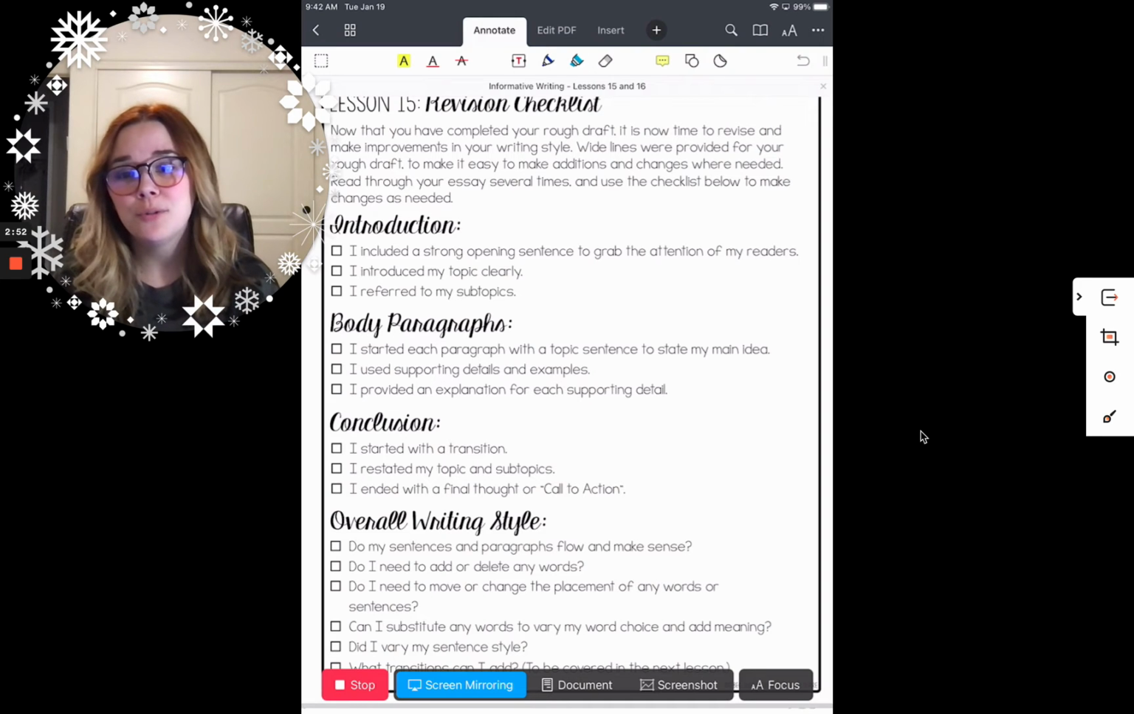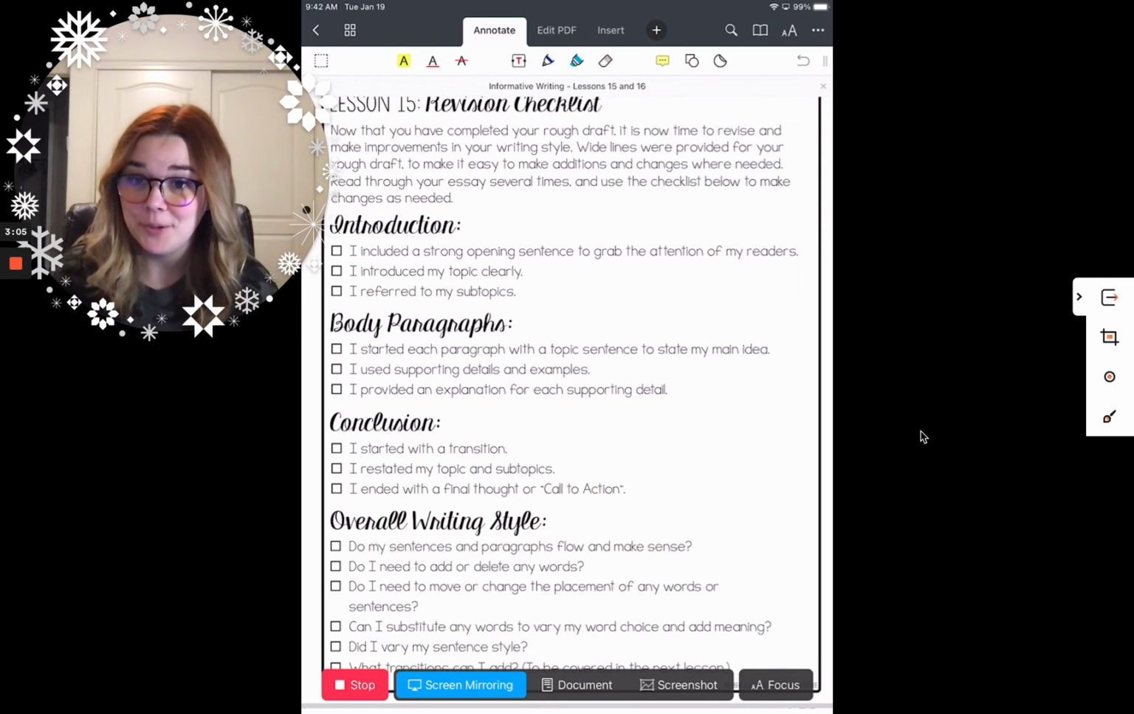So you want to look through that checklist for each of your body paragraphs. Remember that each of your body paragraphs should be focusing on one subtopic. And then your conclusion. Of course, you want to make sure you have a conclusion. That's important. And then you want to look at the checklist for the conclusion.